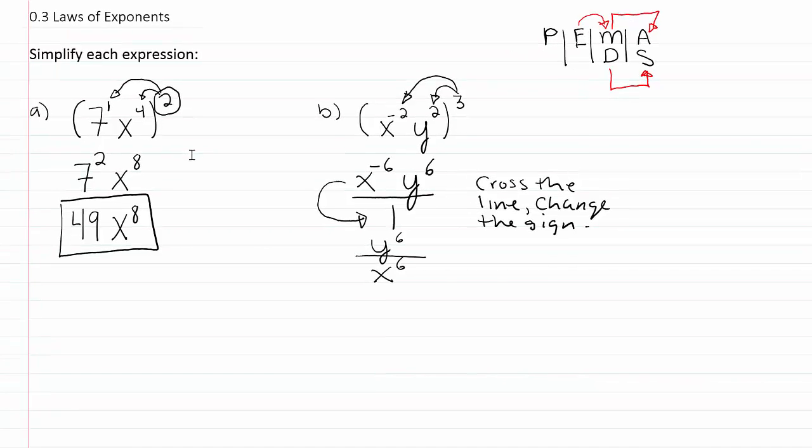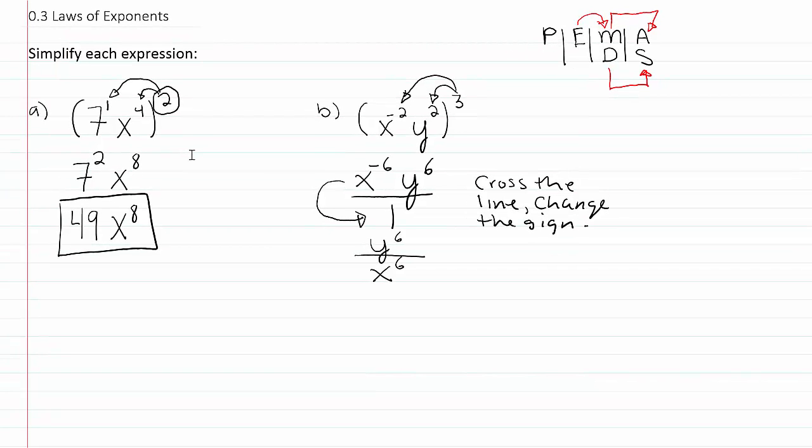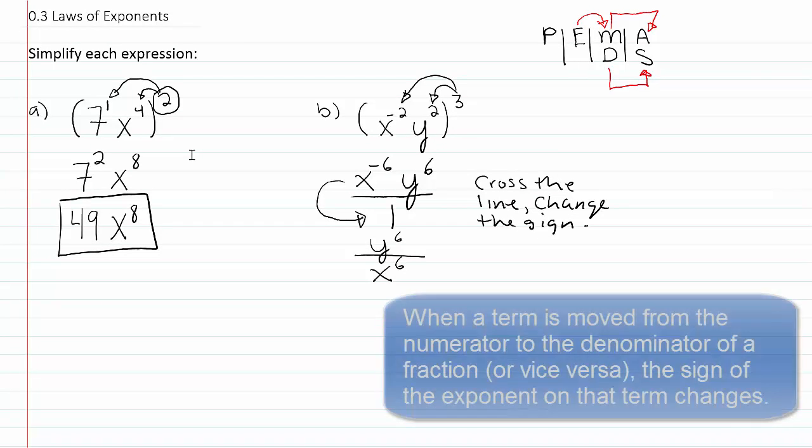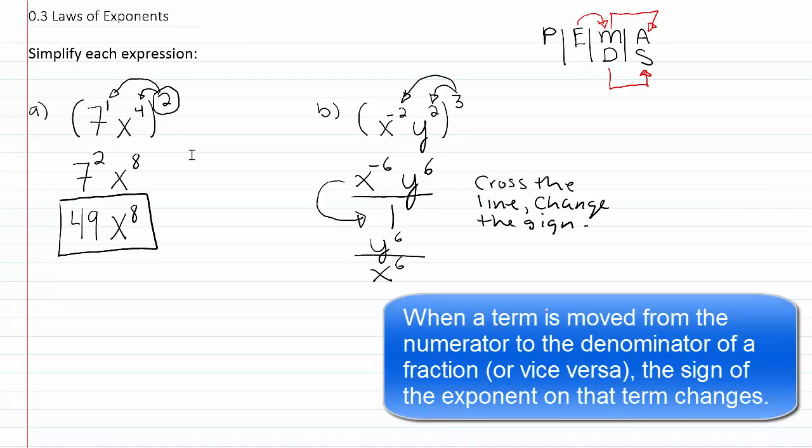So what I did is I moved the x to the negative 6 down below, and what happens when it crosses that fraction bar is it ends up having a positive exponent. The y to the 6th can stay on top because it already has a positive exponent. We have no need to change it. So just remember this little rule. When you cross the line, you can change the sign of the exponent.